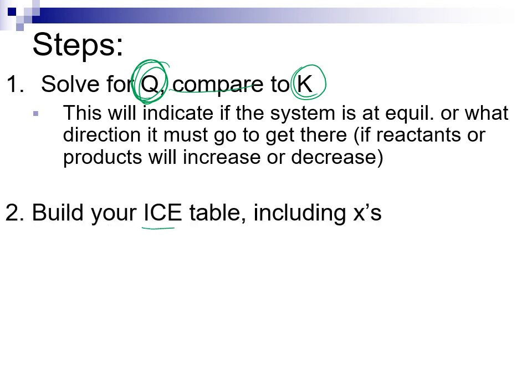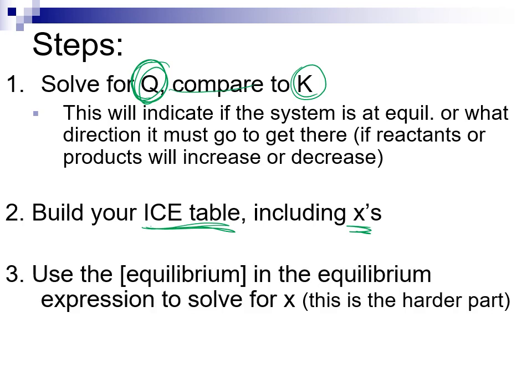We're going to use an ICE table to keep track of our numbers, to keep things organized. And again, we're not going to have all the values in there, so we're going to use a variable for the ones that we don't know. We're then going to use our equilibrium expression, because that tells us the relationship of the K value to the concentration of the reactants and products raised to their coefficients, so that we can find the concentrations that we don't know. And that may or may not be easy to do mathematically.